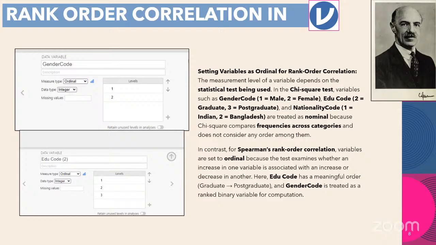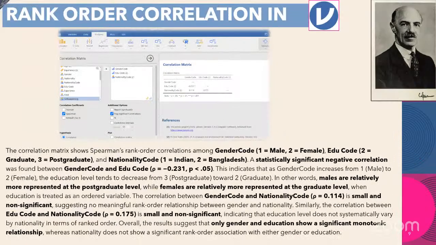Now, how to find the result in jamovi for rank order correlation. Let me show you in jamovi where we have to go. One second.